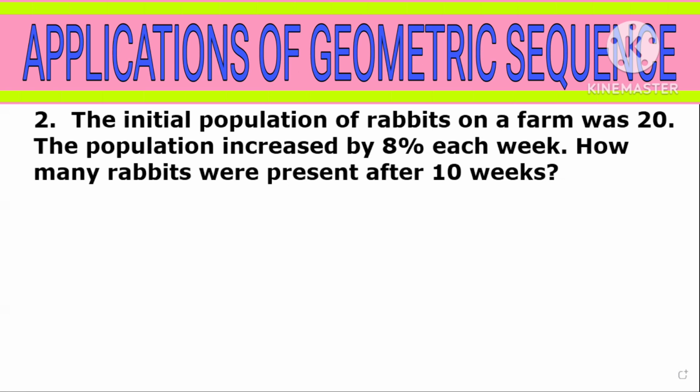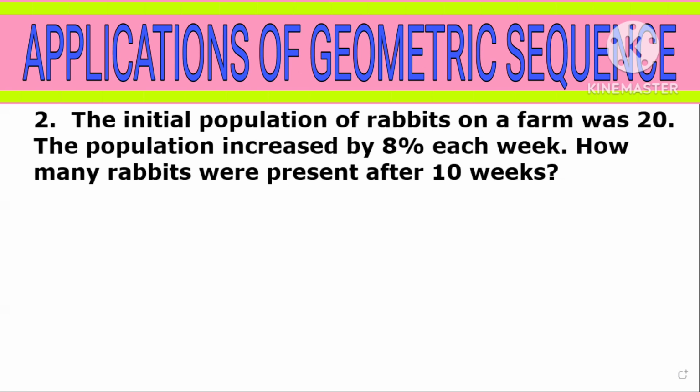Problem number 2. The initial population of rabbits on the farm was 20. The population increased by 8% each week. How many rabbits were present after 10 weeks? Okay, any problem that has a fixed percentage increase forms a geometric sequence. In other words, when a population or any number increases by a certain percent, expect that it is a geometric sequence problem.